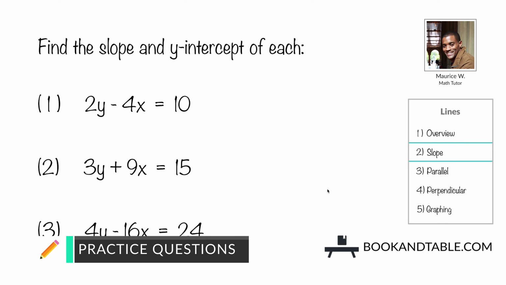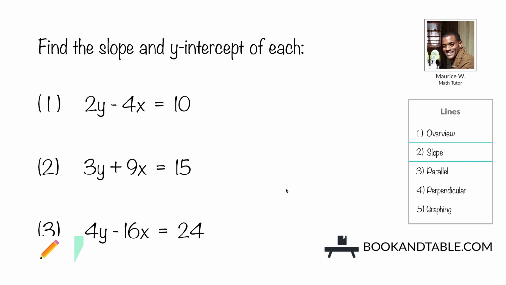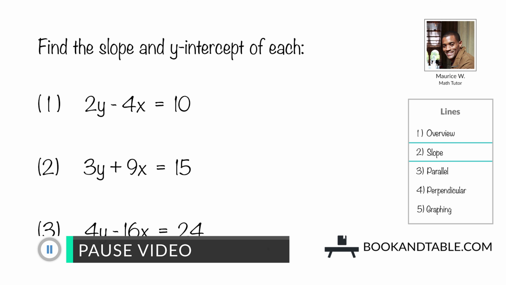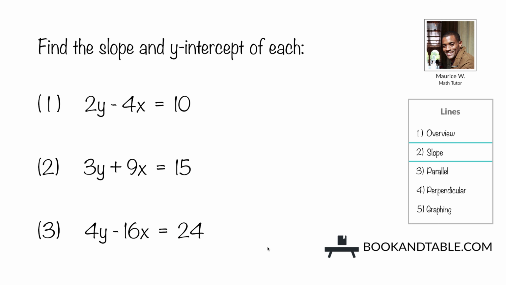Let's have you try a few practice questions. Find the slope and y-intercept of each. Question number 1. 2y minus 4x is equal to 10. Question number 2. 3y plus 9x is equal to 15. In question number 3, 4y minus 16x is equal to 24. Pause the video, answer these questions, and then press play when you are ready to begin.